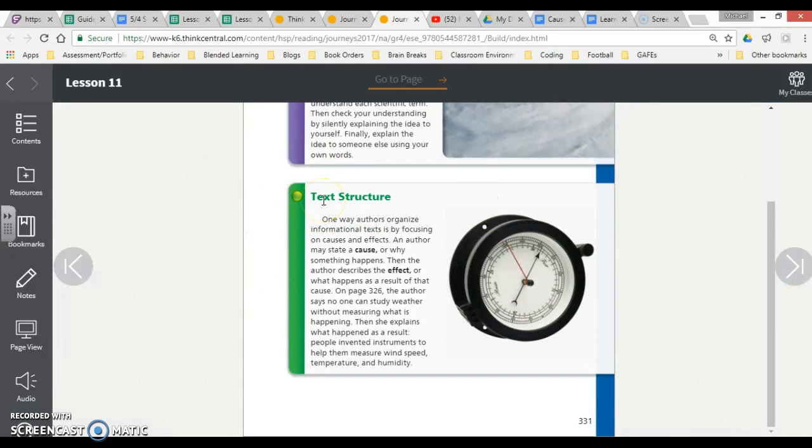Text structure. One way authors organize informational texts is by focusing on causes and effects. An author may state a cause or why something happens. Then, the author describes the effect, or what happens as a result of that cause. On page 326, the author says no one can study weather without measuring what is happening. Then she explains what happened as a result. People invented instruments to help them measure wind speed, temperature, and humidity.